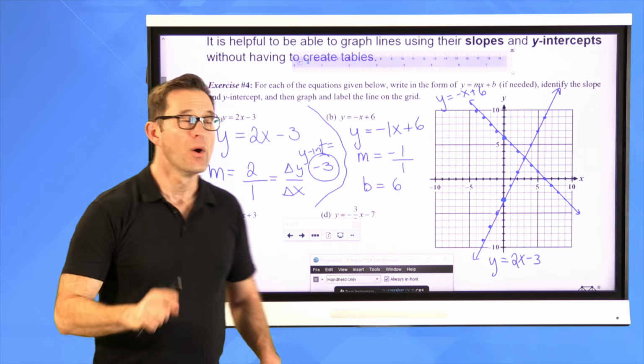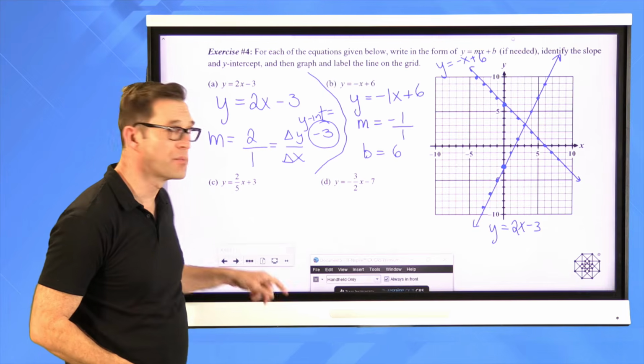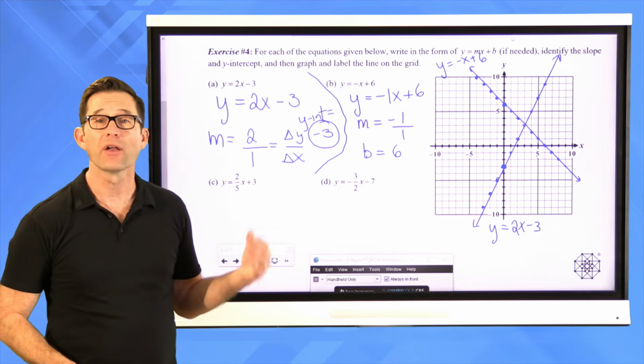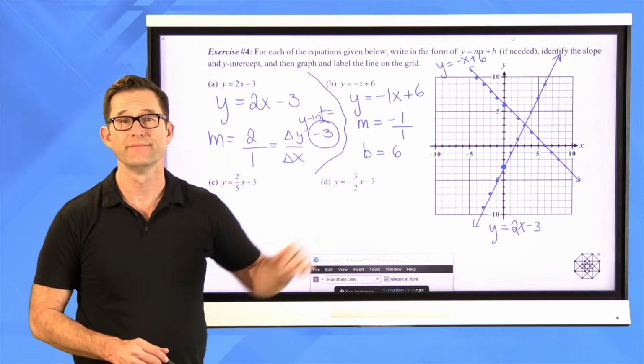All right, what I'd like you to do now is take a moment. I think the last two are actually probably a little bit more straightforward, and graph both of those lines and label them with their equations on this grid.